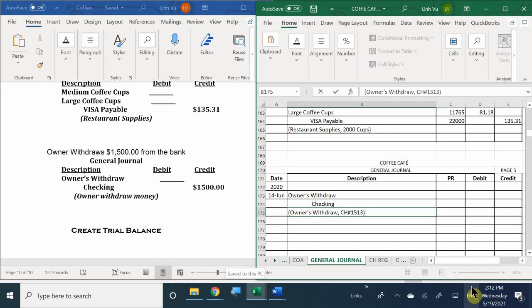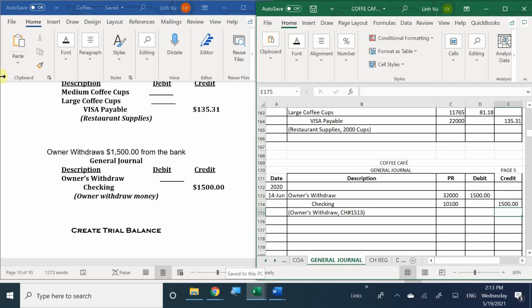Okay. And the owner's withdrawal is the 32,000, while the checking is 10,100 for the full amount of the $1,500. So he's already taking himself a pretty decent cut of a check. Okay. So there we have it.